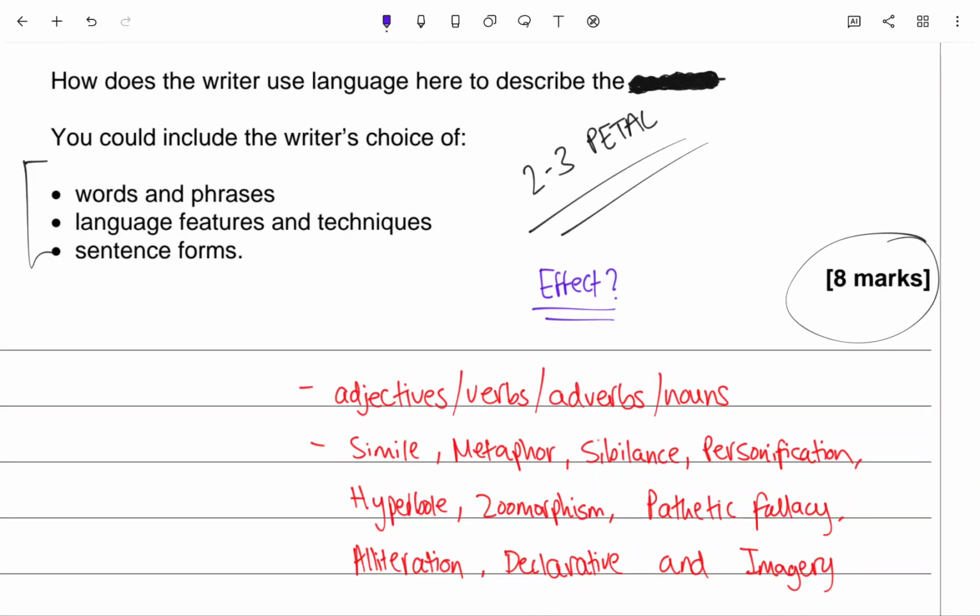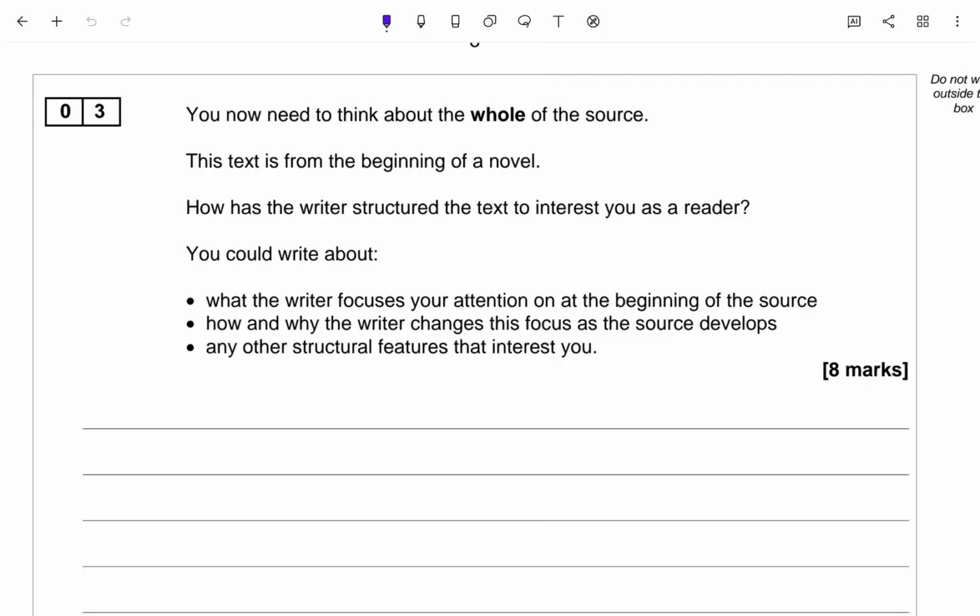Now, question number 3, let's have a look at it in further detail. Question number 3 for 2024 is guaranteed to be the exact same. So here we have question number 3. You need to think about the whole of the source. How has the writer structured the text to interest you as a reader? You could write about what the writer focuses your attention on at the beginning of the source, how and why the writer changes its focus as the source develops, and any other structural features that interest you.